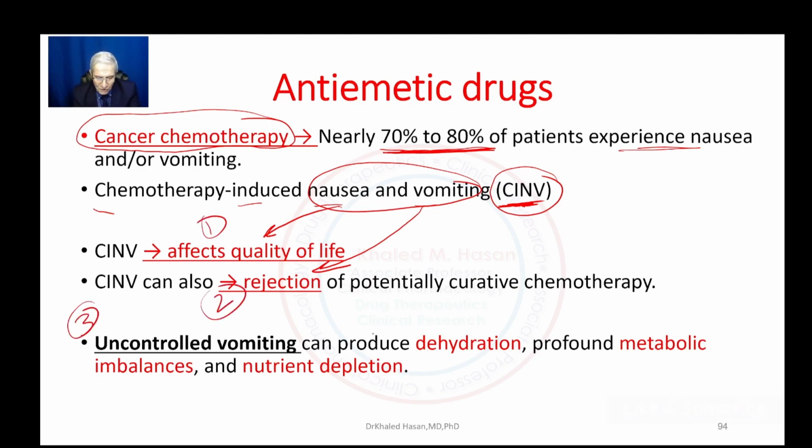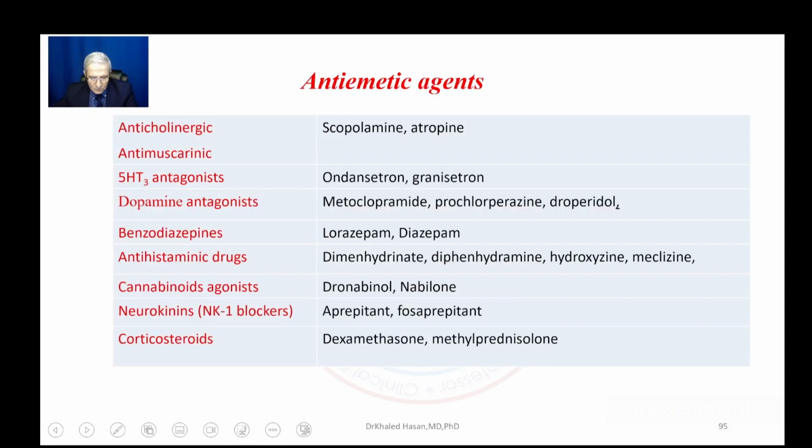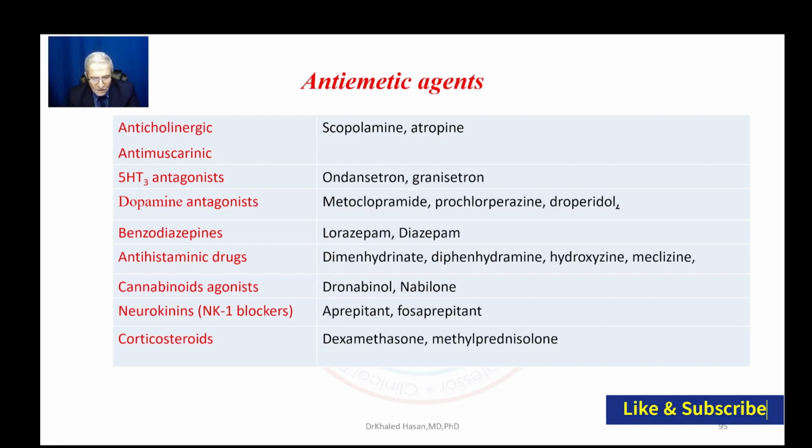If we leave the patient without treatment, vomiting and nausea will lead to dehydration, metabolic imbalances, and nutrient depletion. So all these demand treatment for the nausea and vomiting in patients who suffer due to chemotherapy, like chemotherapy-induced nausea and vomiting. Okay, here is a list of medication, like a summary. It doesn't include everything because we are going to cover it in the next slide.